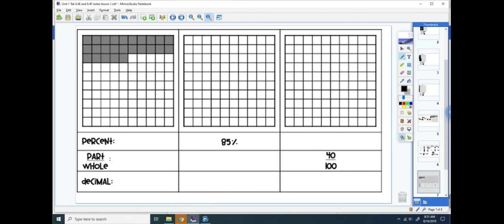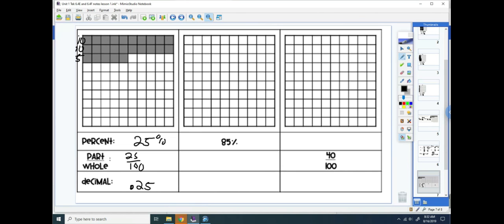Okay, so here we have this grid, and we're going to complete the missing table. On the first one here, I need to find the percent, part, whole, and decimal. So I know this is 10, 10, and 5. So we already know that adds up to 25%. So 25% will be 25 out of 100, which is the same thing as 0.25.